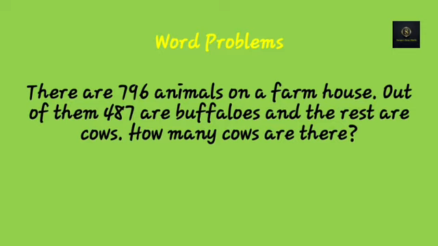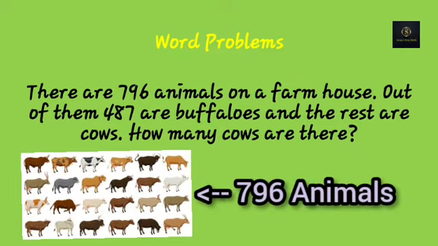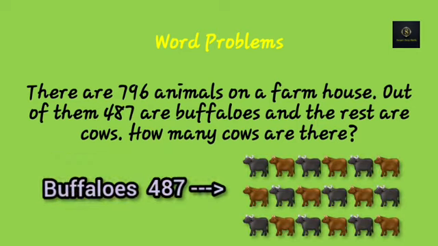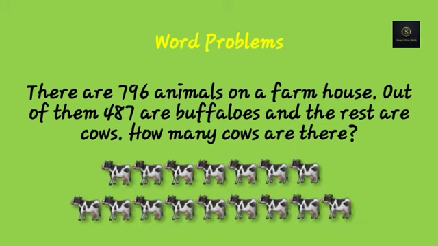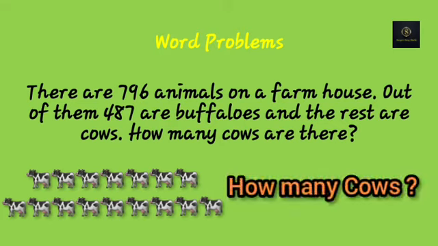There are 796 animals on a farmhouse. Out of them, 487 are buffaloes and the rest are cows. How many cows are there? Children, what is asked here? Yes, there are 796 animals on a farmhouse. Out of them, 487 are buffaloes and rest are cows. And we need to find out how many cows are there.